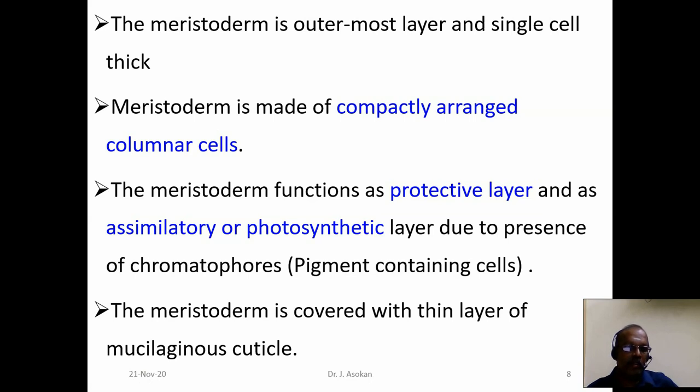So the meristoderm is the outermost layer and single cell thick. It is made up of compactly arranged columnar cells. It functions as a protective layer and as an assimilatory or photosynthetic layer due to the presence of chromatophores. And the meristoderm is covered with a thin layer of mucilaginous cuticle. Mucilaginous வழவழப்பான. நம்ம நெயில் பாலிஷ் போடும்போது நகத்துக்கு மேலே ஒரு பூச்சி போடுறோம் இல்லையா, அதான் கியூட்டிக்கல். அது மாதிரி மெரிஸ்டோடமுக்கு மேலே வழவழப்பான ஒரு பொருள் காணப்படுகிறது. அதுக்கு பேர் mucilaginous cuticle.